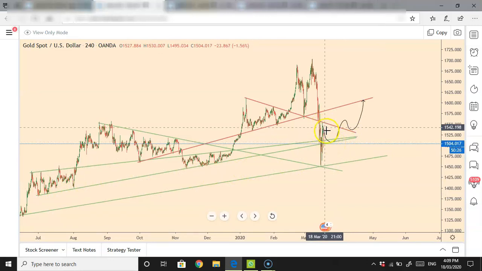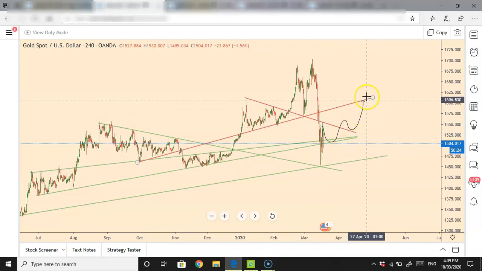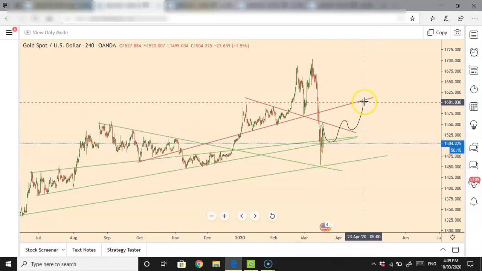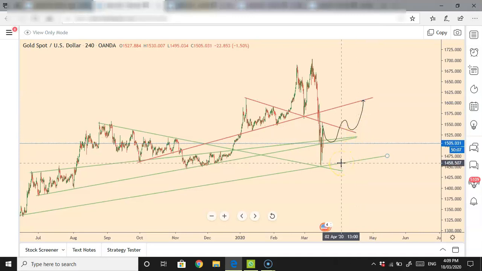Now, the black line here indicates a potential journey of it as well. So it's not just going to rise in a linear fashion, sorry. But we will target way up to 1600 or so, even a little bit higher than 1600, around 1606. So that is a potential trade idea on gold.